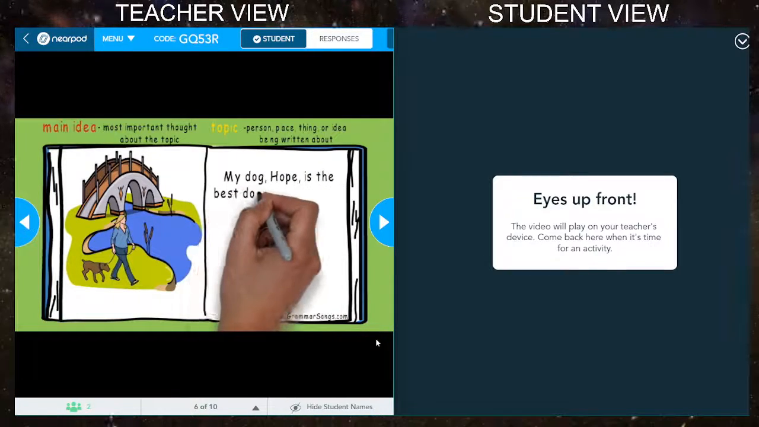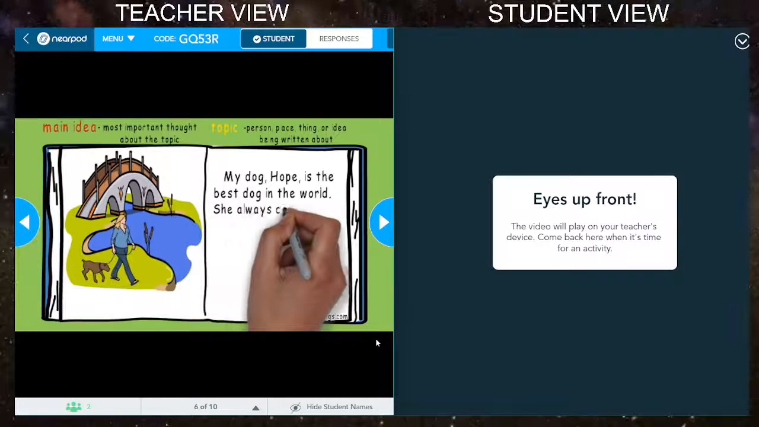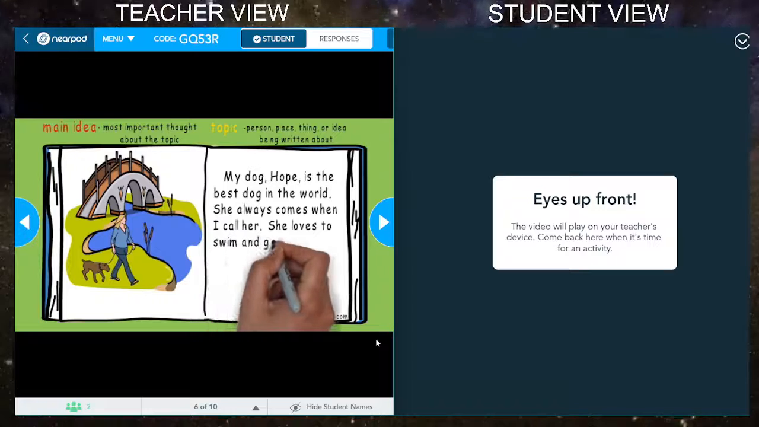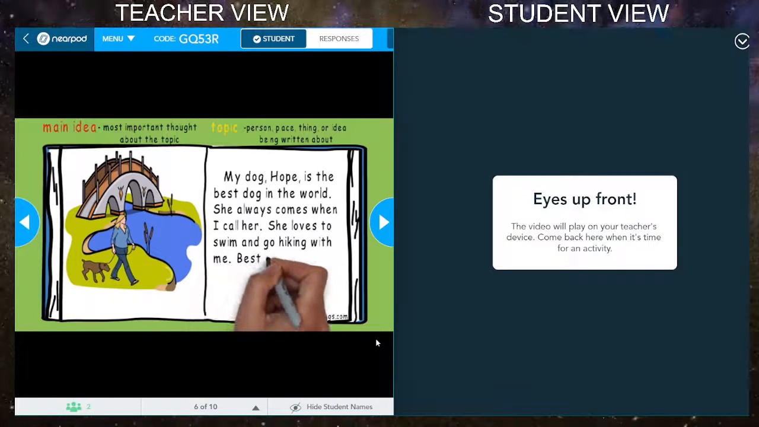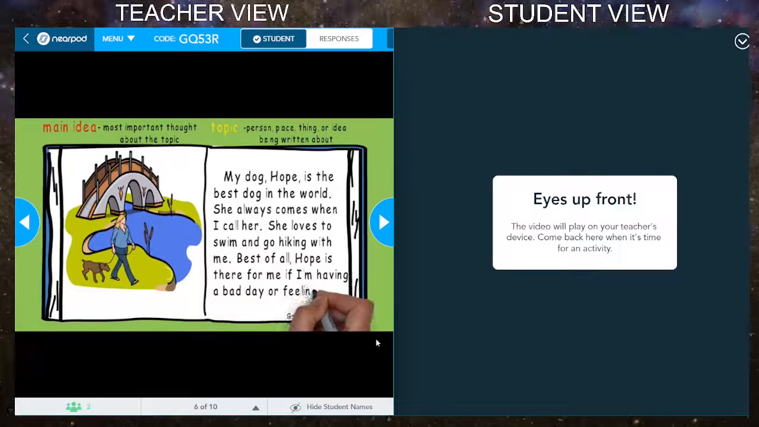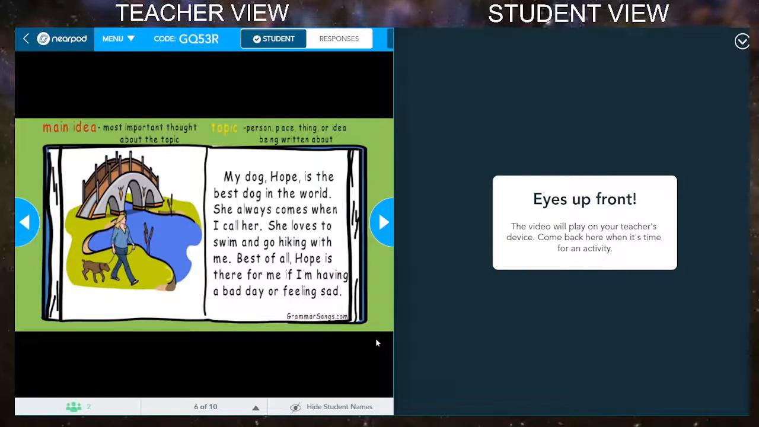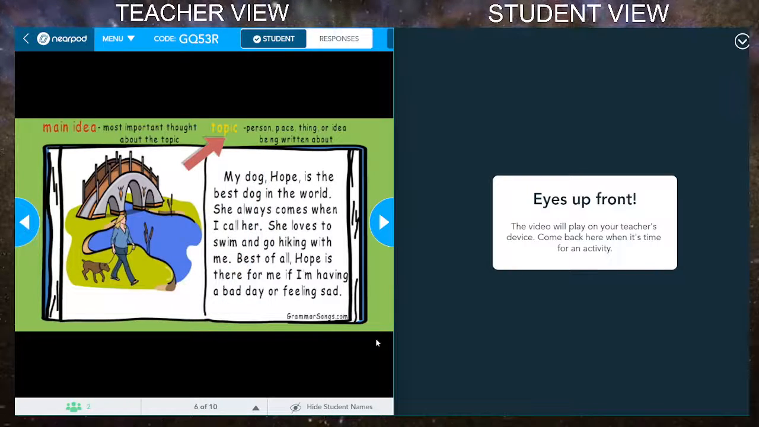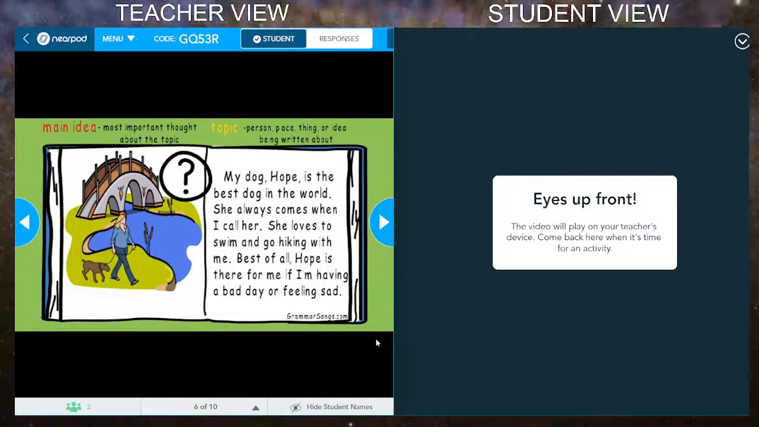My dog Hope is the best dog in the world. She always comes when I call her. She loves to swim and go hiking with me. Best of all, Hope is there for me if I'm having a bad day or feeling sad. First, we need to know the topic. What person, place, thing, or idea is this paragraph about?